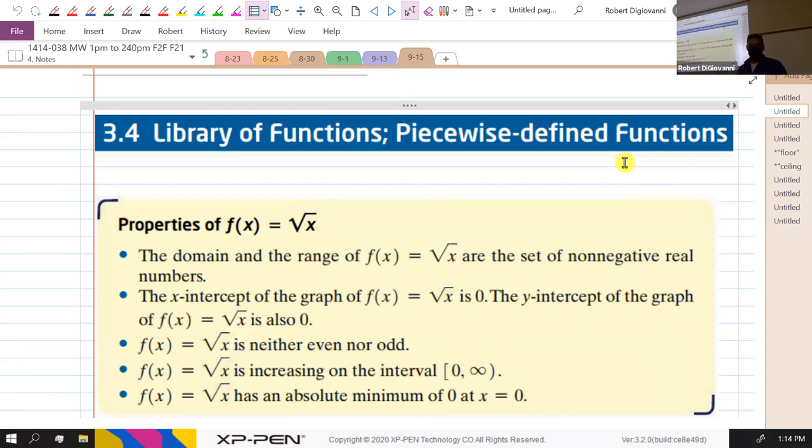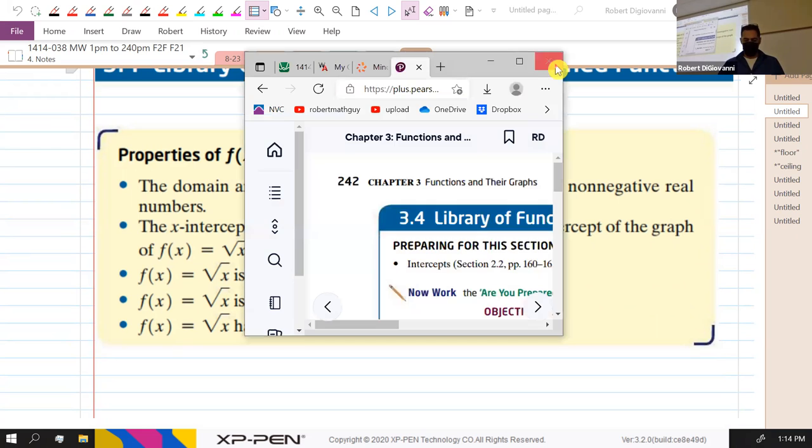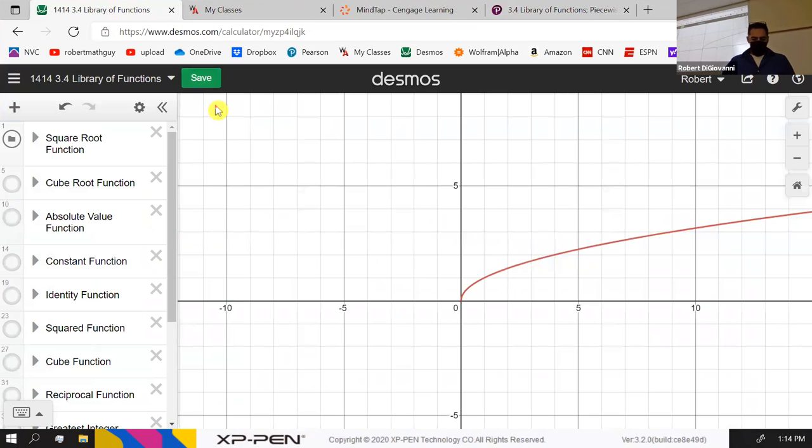So the first function we're going to look at is the square root function. I put together some stuff here. Let me bring it up. All right, so the first function we're looking at is the function f of x equals the square root of x. This is called the square root function. Let me put the actual function up here. f of x equals the square root of x.